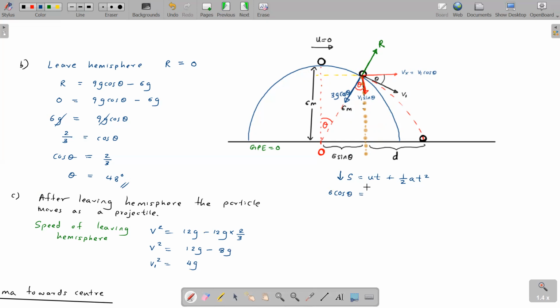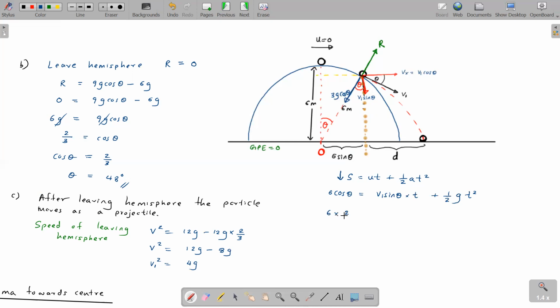U is the speed, but remember we are working with the component of speed. Don't put the speed, put the proper component. The component here at the beginning, U is V1 sin theta, and that's also acting downwards. That's fine. Time is unknown. Plus half g, and T squared, T is unknown. Agreed? Let's try to go with this.